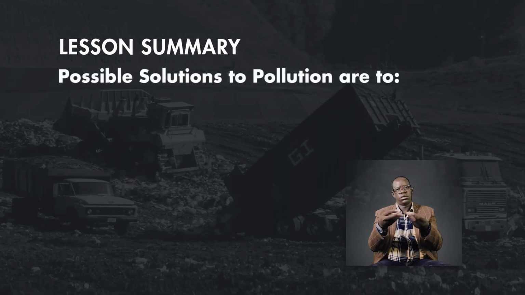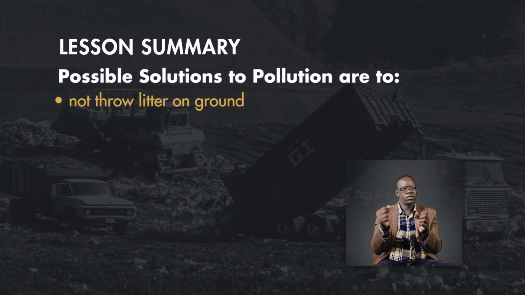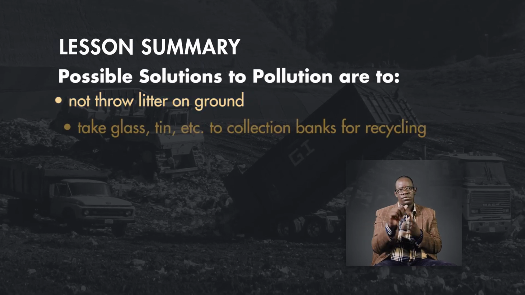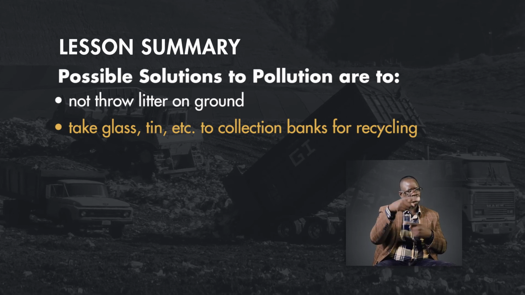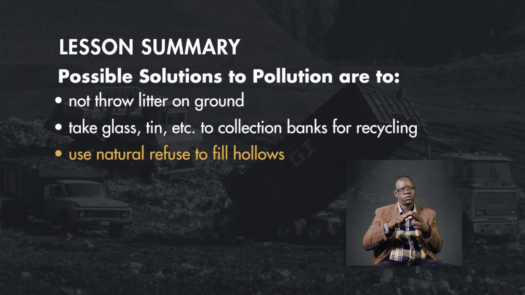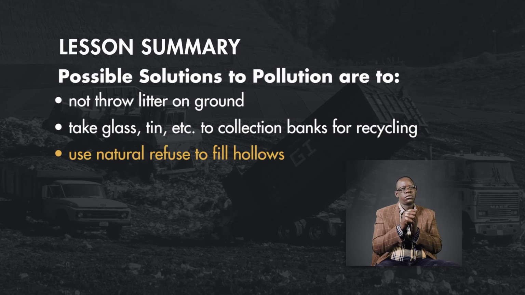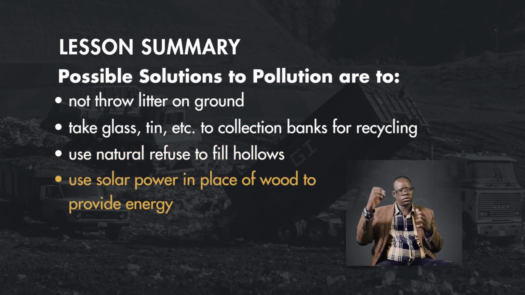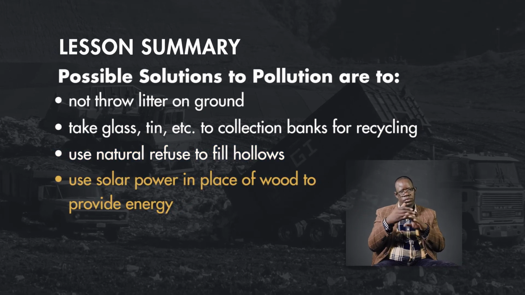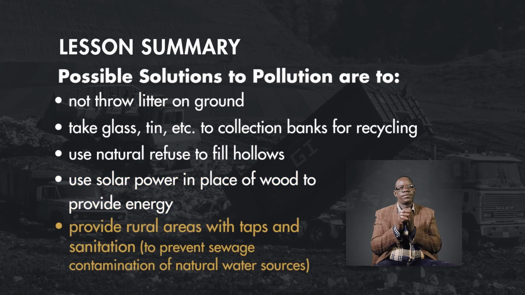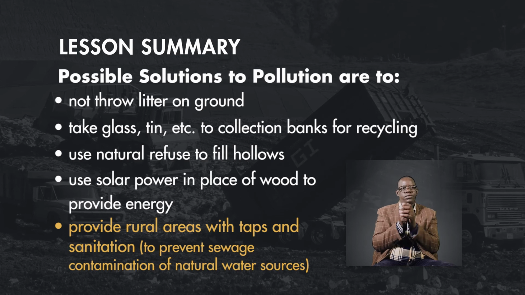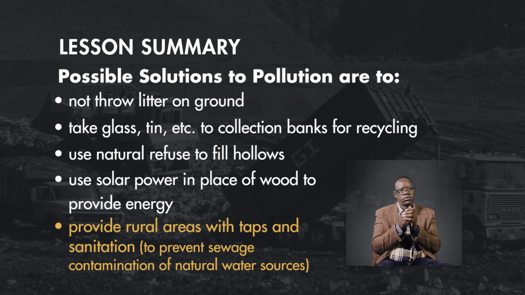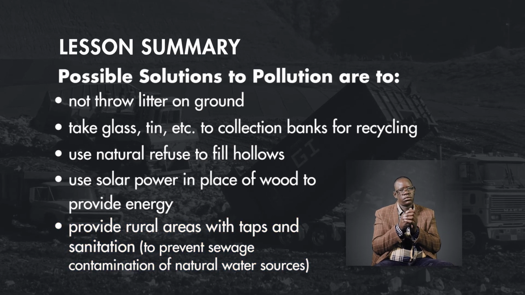Possible solutions to pollution are: do not throw litter on the ground, take glass, tin, etc. to collection banks for recycling, use natural refuse to fill hollows, use solar power in place of wood to provide energy, provide rural areas with taps and sanitation, and prevent sewage contamination of natural water sources.